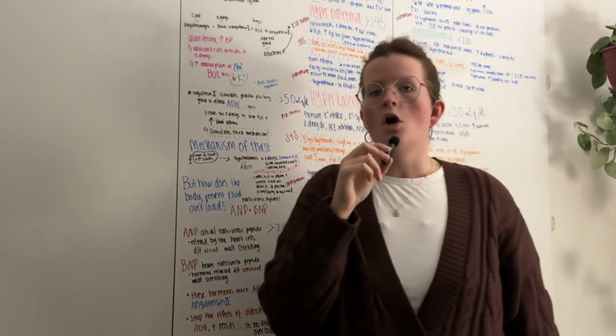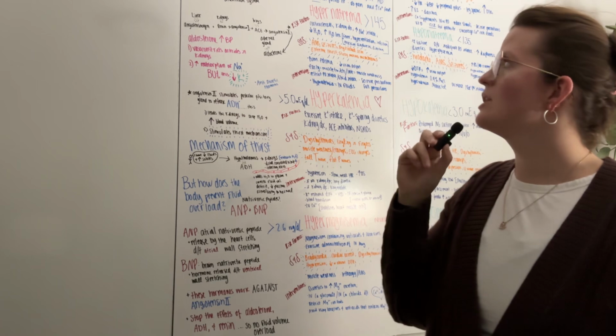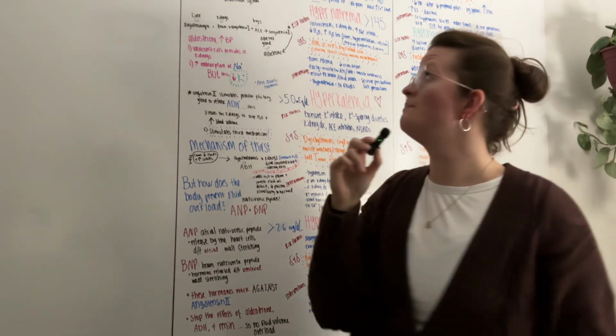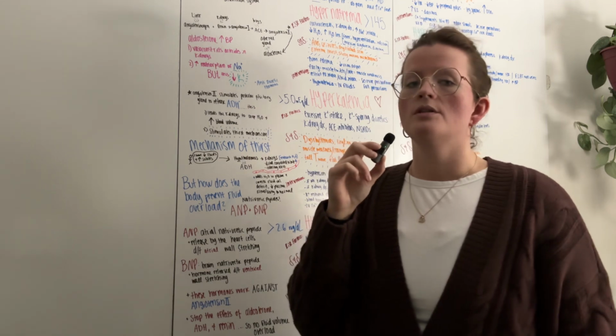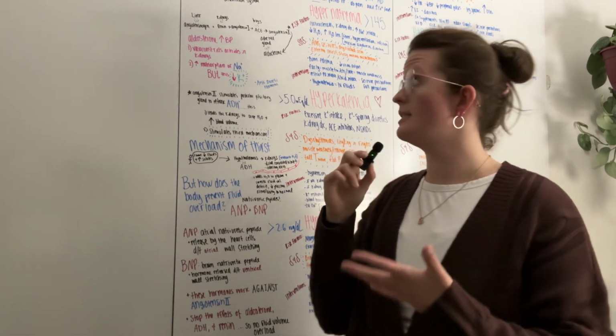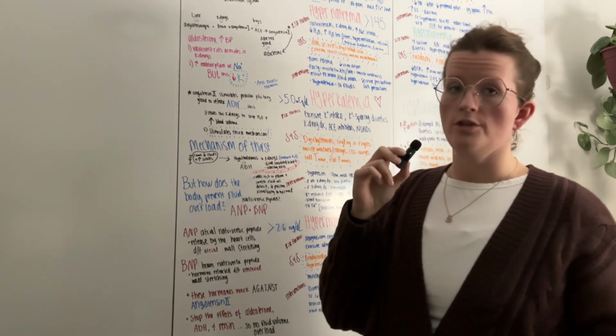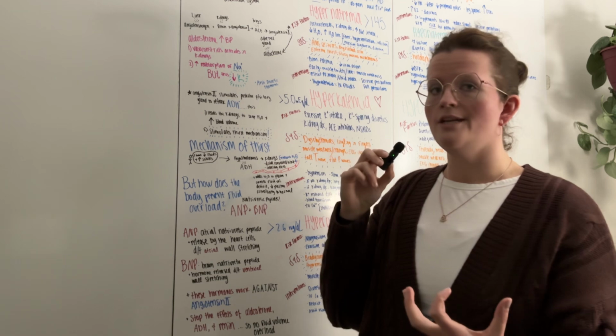We're going to talk about the RAAS system, the RAAS: renin, angiotensin, aldosterone system. This works to raise the blood pressure. What happens? The body senses blood pressure's low. The liver releases angiotensinogen.